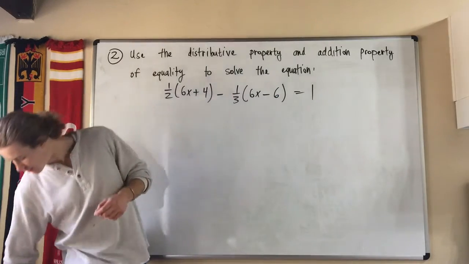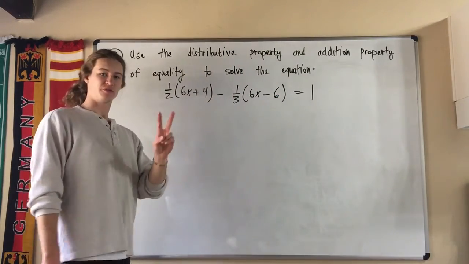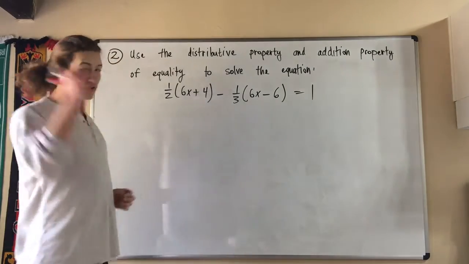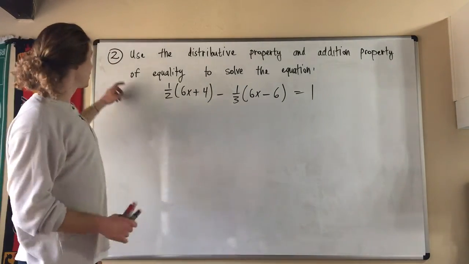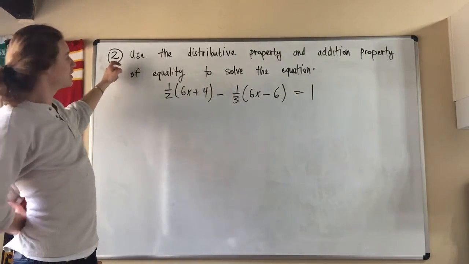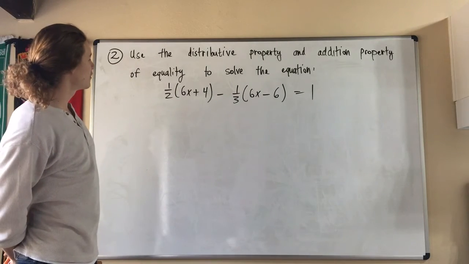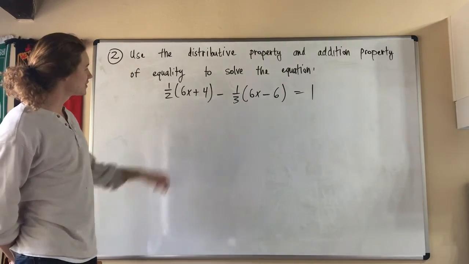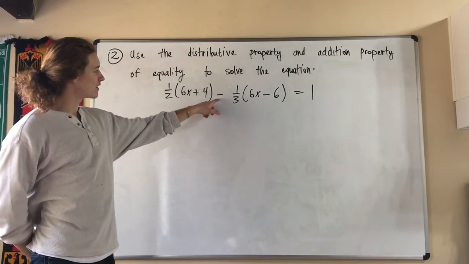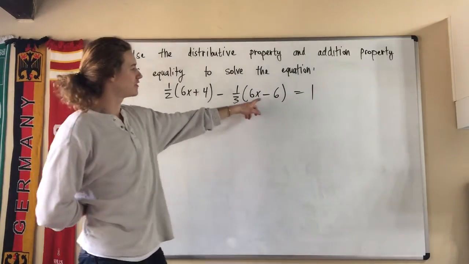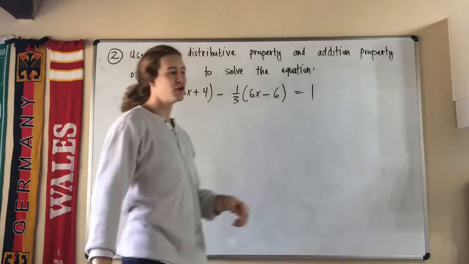This is problem number 2 from midterm number 2. Let's talk about the solution. First, let's read the question. Use the distributive property and addition property of equality to solve the equation 1/2 times the sum of 6x and 4 subtracted 1/3 times the difference of 6x and 6 equals 1.